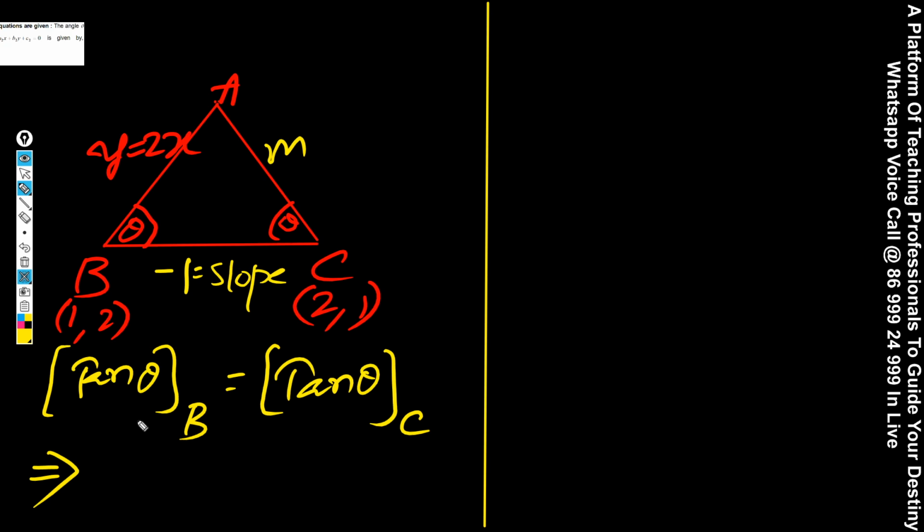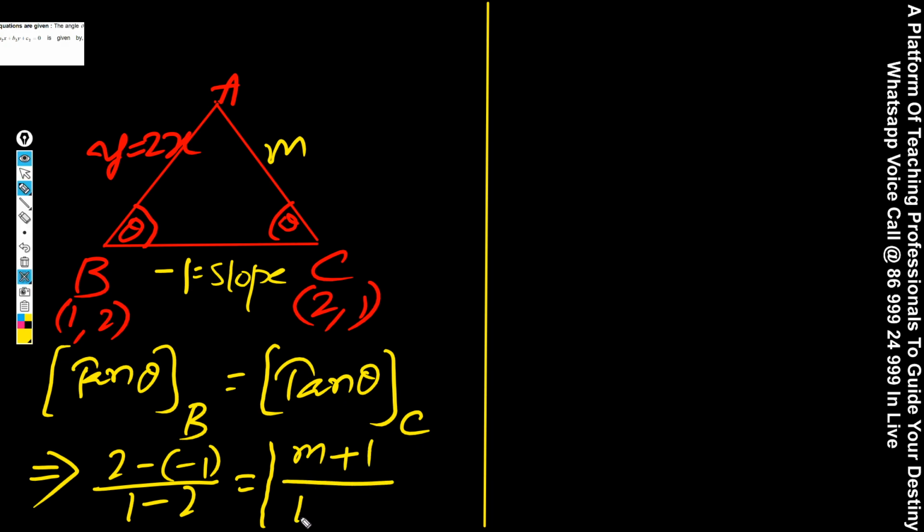Okay, now M1, that is 2. M1 minus M2 by 1 plus M1 M2, with M2 being minus 1, is equal to, this one, please, modulus of M1, that means M here, minus M2 by 1 plus M1 M2, with 1 minus M. Let us simplify this now.